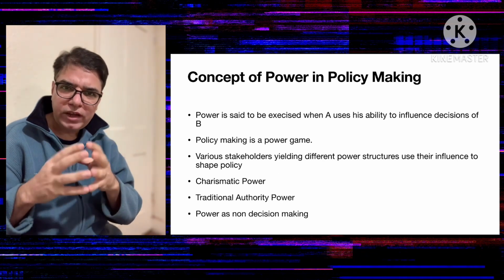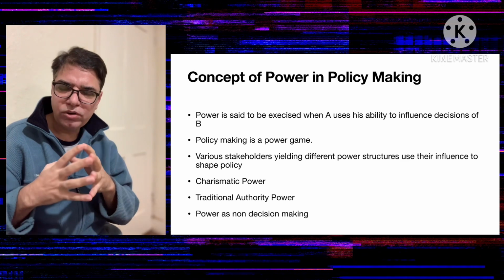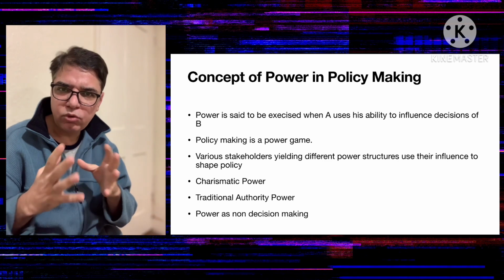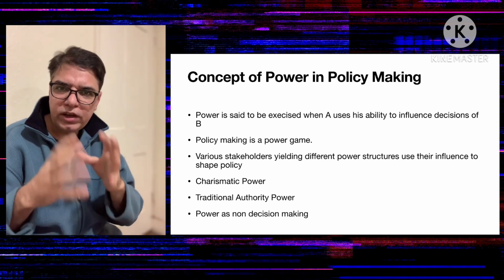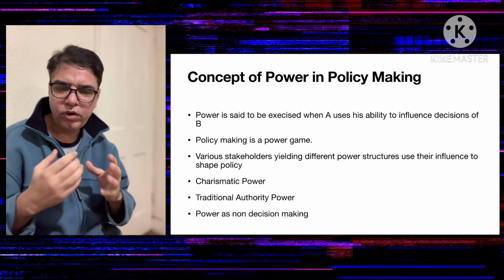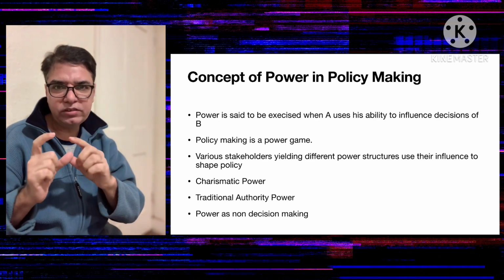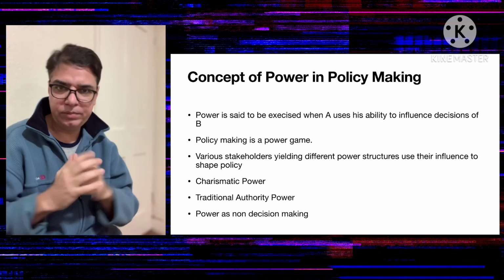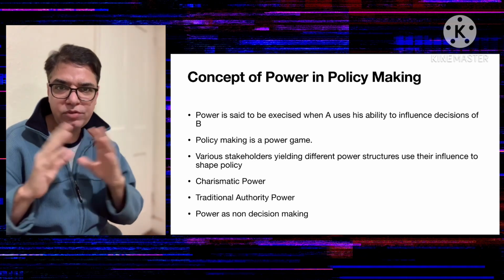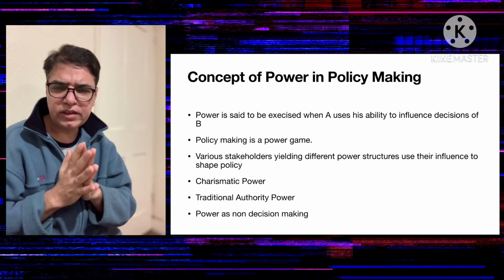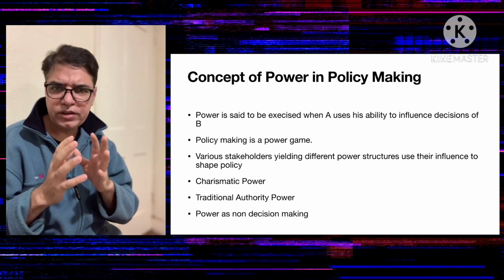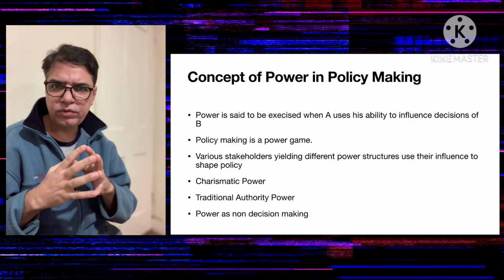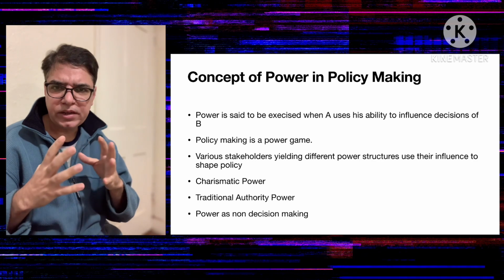Now, for that, you need to understand what is power, because all these stakeholders are trying to wield their power. Now, in very simple words, in anthropology, power means the ability to influence the decisions of the other. For example, if A influences the decision making of B, then A is said to have wielded power over B. Now, this power comes from different domains. Anthropologists say that power rests in different domains and in different contexts. Like, for example, power can come through what we call charismatic sources of power.